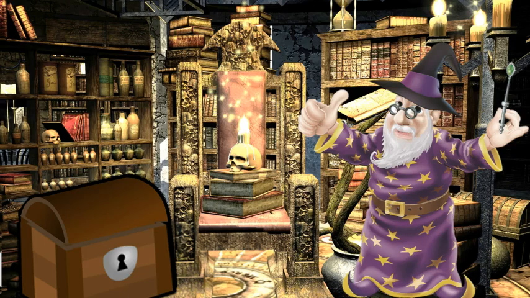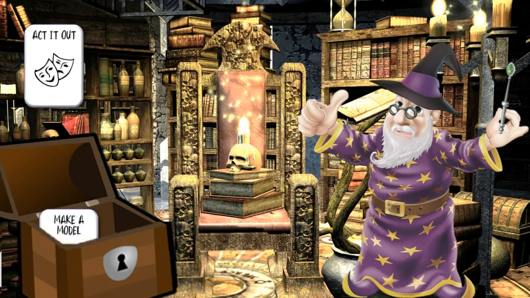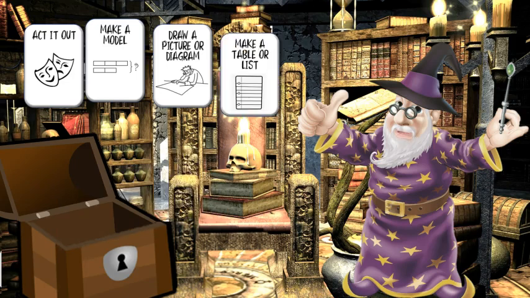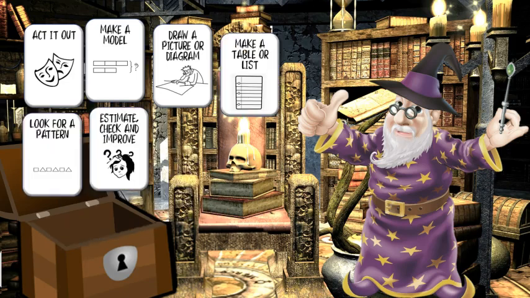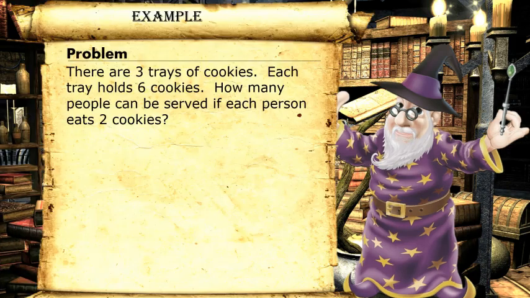First, let's open up the magic problem-solving toolbox. These tools are all that you need to solve any word problem. So, anytime you're faced with a problem, just think of the magic toolbox and take out a tool with your mind. Let's check out an example.